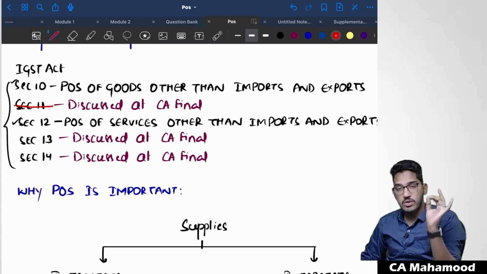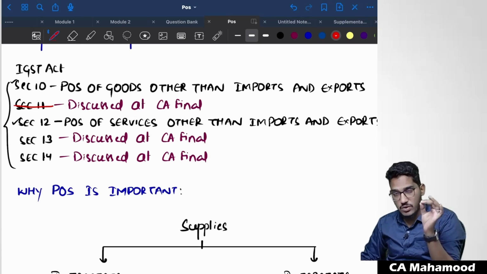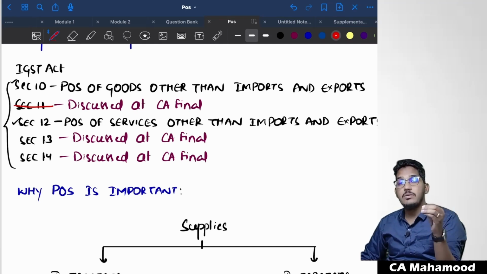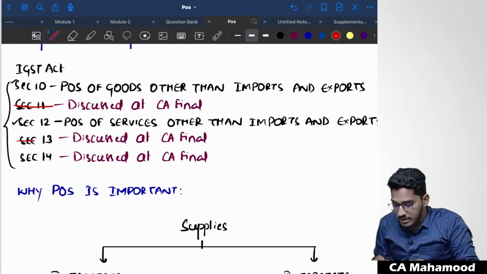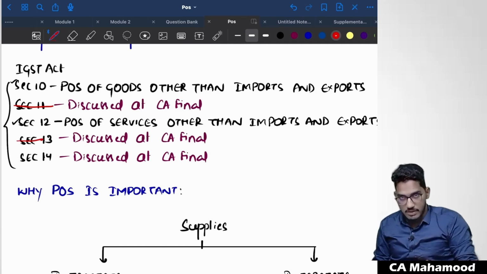So section 12 is going to talk about how to determine place of supply in case of supply of services, and this particular section 12 is also not going to talk about imports and exports. Sir, how to determine place of supply in case of export or import of services? That is covered under section 13, once again which will be discussed at the CA final level.